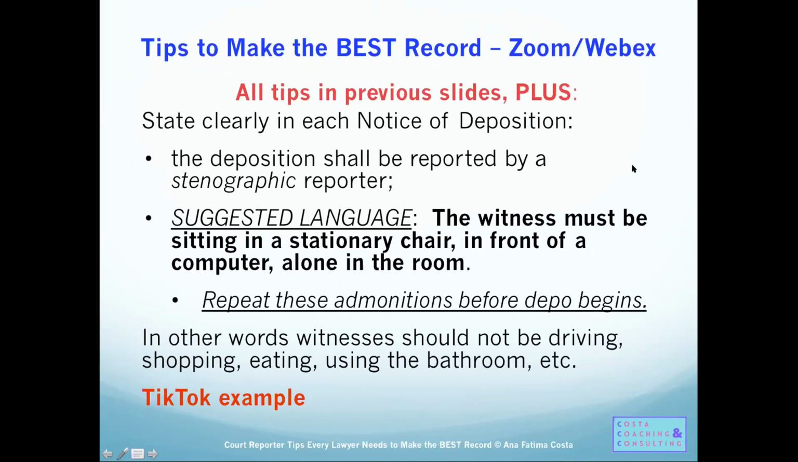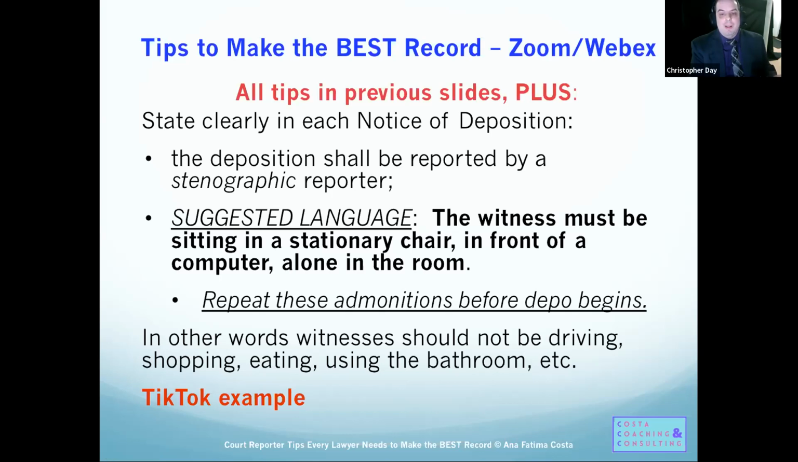Thank you. Sure, great. So for civil stuff, the deposition notices can carry a lot of weight. You want to try to make sure the record is the best it could be. So you want to specify that it'll be stenographically reported. You also want to consider specifying that the witness remains stationary. We've had a lot of court appearances and depositions now where someone's driving or shopping or having dinner at a restaurant.